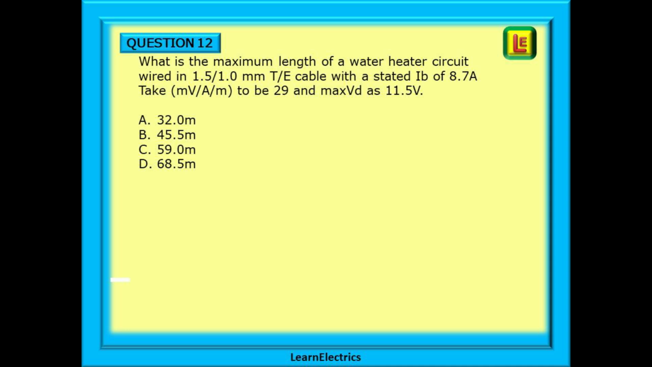What is the maximum length of a water heater circuit wired in 1.5 twin and earth cable with a stated IB of 8.7 amps? Take MVAM to be 29 and max VD as 11.5 volts. Pause the video.